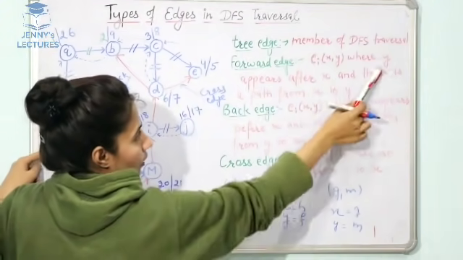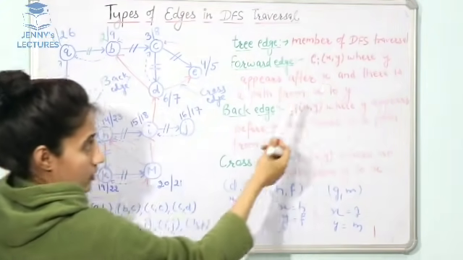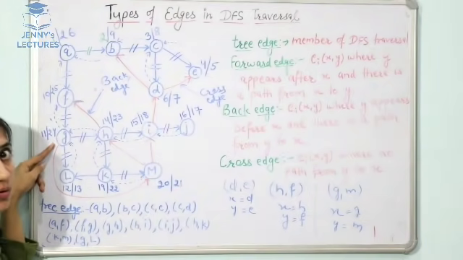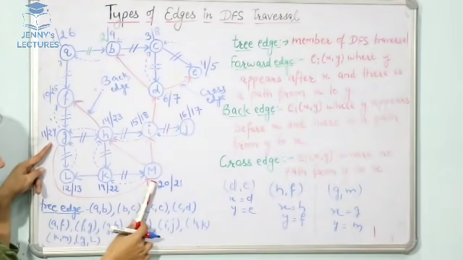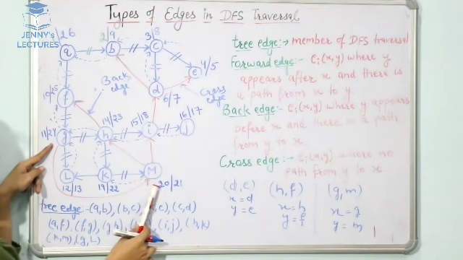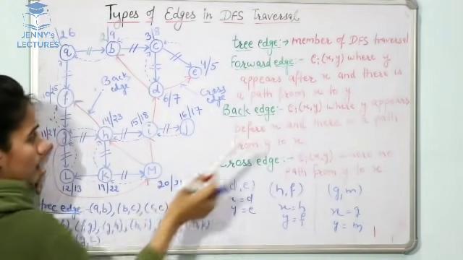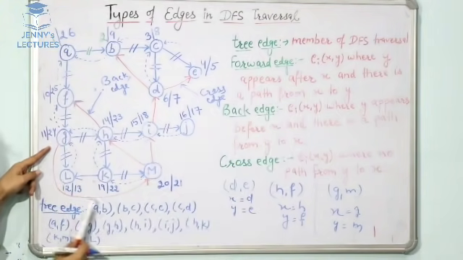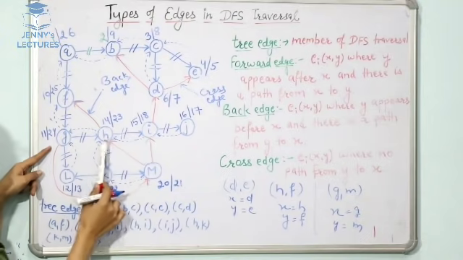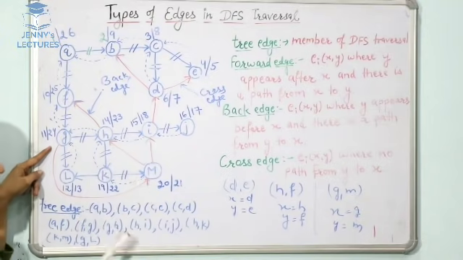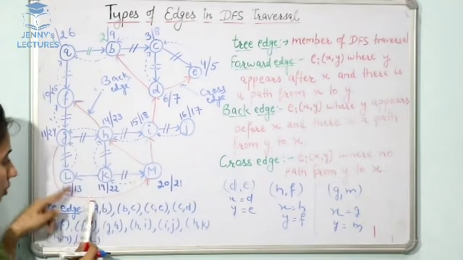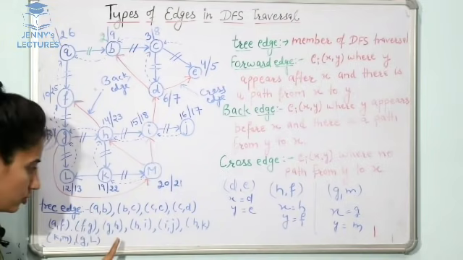See, Y appears after X, or the second is what? X appears before Y. Here Y appears after X. Fine. And there is a path from X to Y. Obviously there is a path, direct path ही है इसमें, ठीक है, और ये path भी हो सकता है. This is from X to Y, and this is also not a part of tree edge.